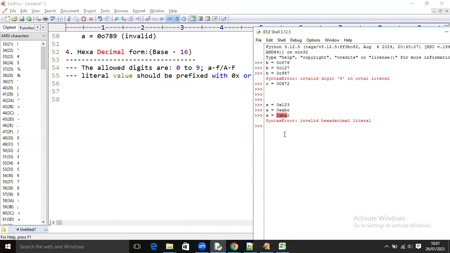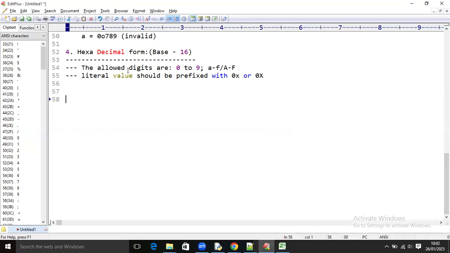So let's try one example with capital X. c equal to 0 capital X, face. Is it allowed or not allowed? It will allow, because the alphabets which we have given are in between A and F only, and we have given capital X here. Okay, examples.